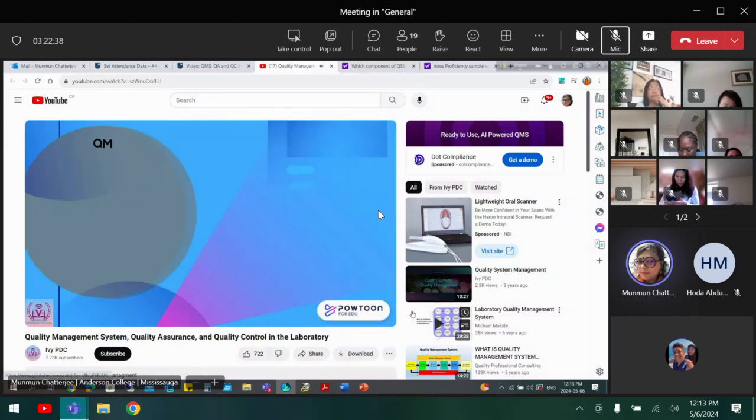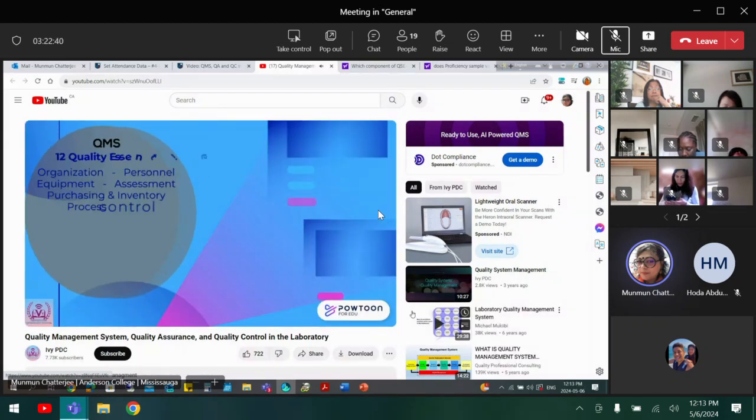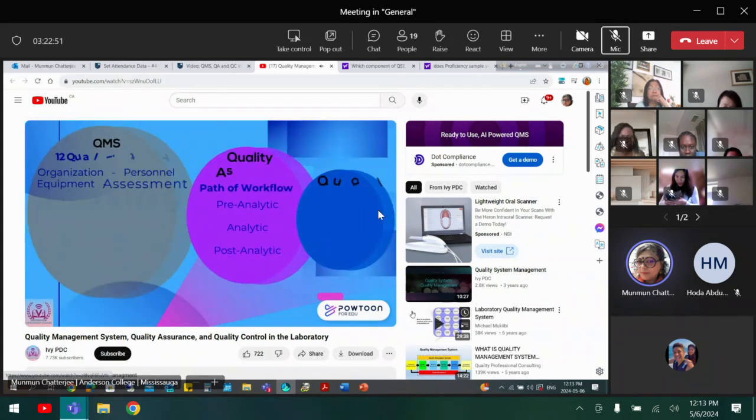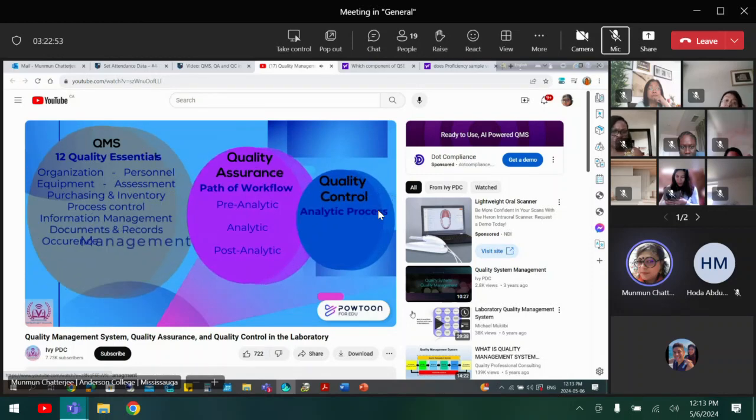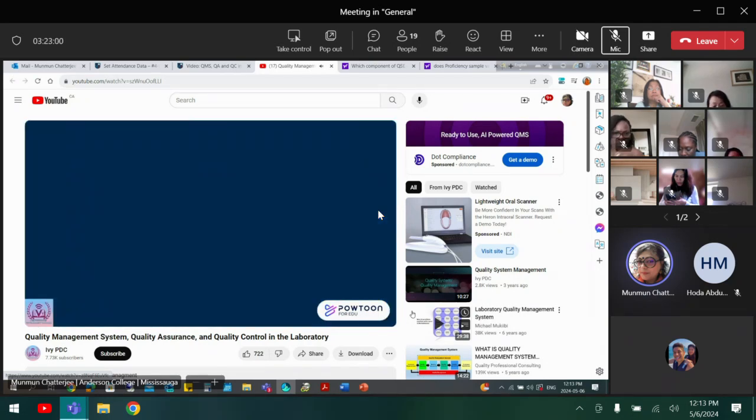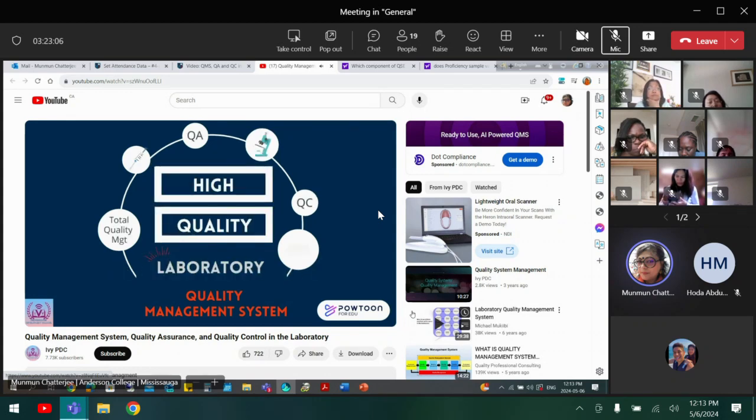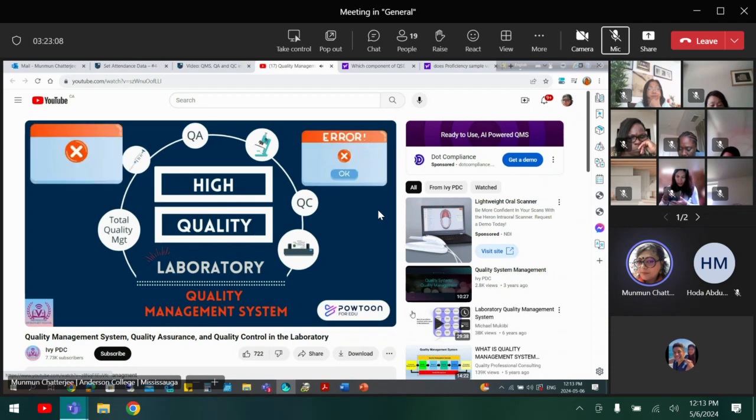Quality management system coordinates all 12 quality system essentials. Quality assurance focuses on the path of workflow that include pre-analytic, analytic, and post-analytic activities, while quality control monitors the processes related to the examination phase of testing and allows for detecting of errors in the testing system. Implementing a quality management system may not guarantee an error-free laboratory, but it does yield a high-quality laboratory that detects errors and prevents them from recurring.